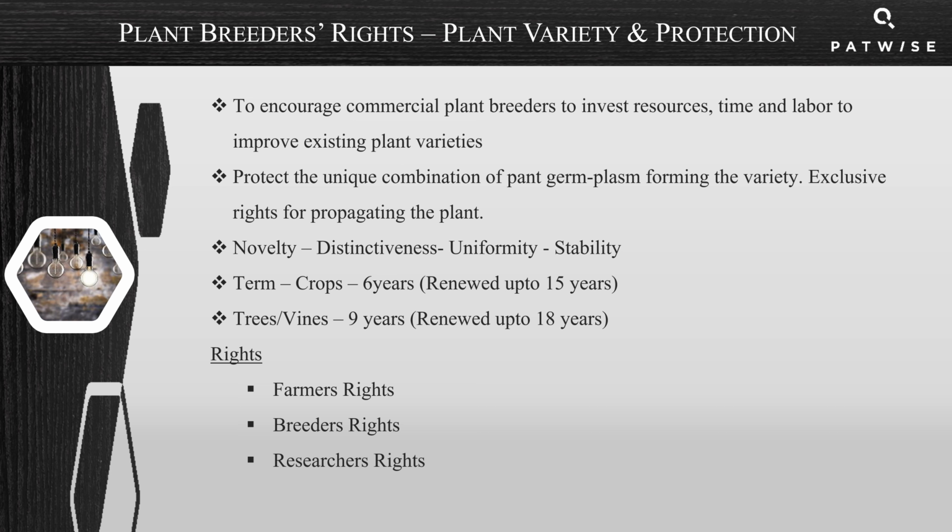Plant breeders' rights are generally granted to farmers or to encourage commercial plant breeders to invest resources, time and labor to improve existing plant varieties. Now these ensure the production of an exclusive or a new variety of a plant or a new characteristic that a plant will exhibit. Novelty, distinctiveness, uniformity and stability are four important aspects for a new variety of a plant to be protected under the plant breeder's right. Based on the type of plant, such as a crop or a tree or a vine, they can be granted up to 18 years of protection under this act. The rights also differ for a farmer, breeder and a researcher.